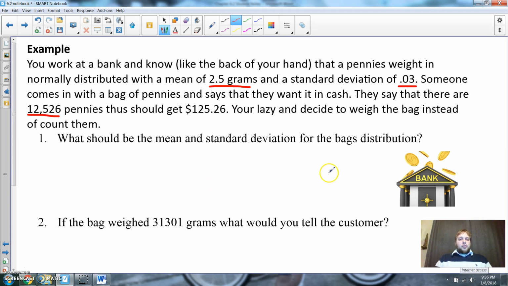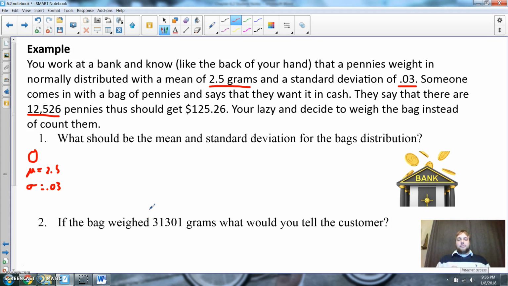All right. So, if he says there's 12,526 pennies, that means each penny should have a mean of about 2.5. Now, not every penny is going to be 2.5. Some might be a little heavier, some might be a little lighter. And they deviate by 0.03.